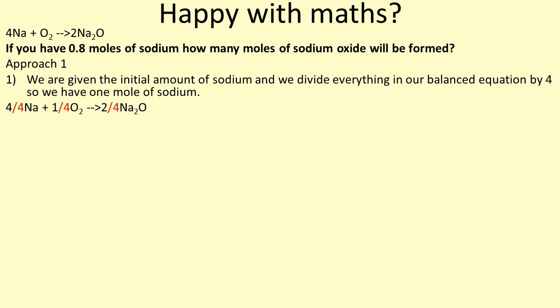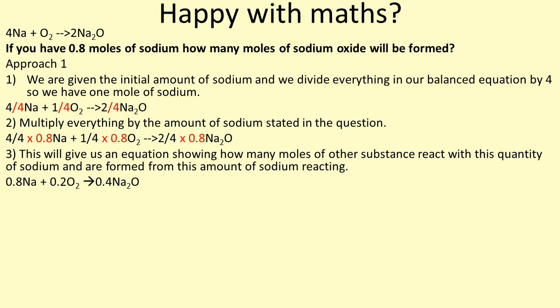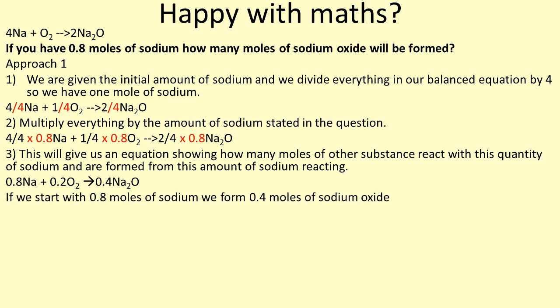If you have 0.8 moles of sodium, how many moles of sodium oxide will be formed? We are given the initial amount of sodium, and we divide everything in our balanced equation by 4, so we have 1 mole of sodium. Next step is multiplying everything by the amount of sodium stated in the question, so 0.8 moles. This will give us an equation showing how many moles of other substance react with this quantity of sodium and are formed from this amount of sodium reacting. So, if we start with 0.8 moles of sodium, we will form 0.4 moles of sodium oxide.